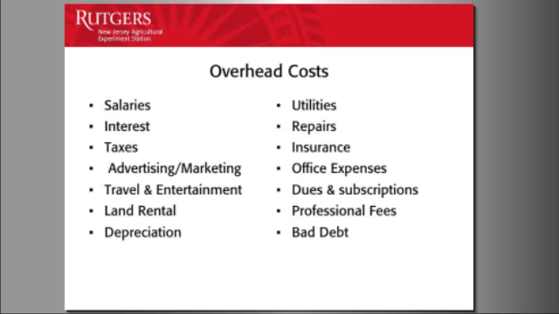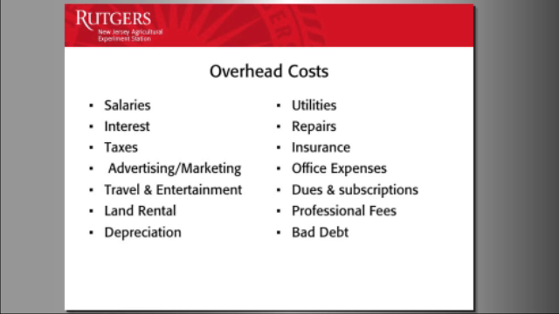So what are some of the overhead costs? Well, fixed salaries like yours and other people, your interest, taxes, advertising and marketing, travel and entertainment, land rental, which you may have if you're a corporation. If you are a sole proprietor, you can't really take that off of your income tax. Depreciation, your utilities, repairs, insurance, office expense, dues and subscriptions, professional fees, and bad debt. So those are the things we tend to think about as overhead.